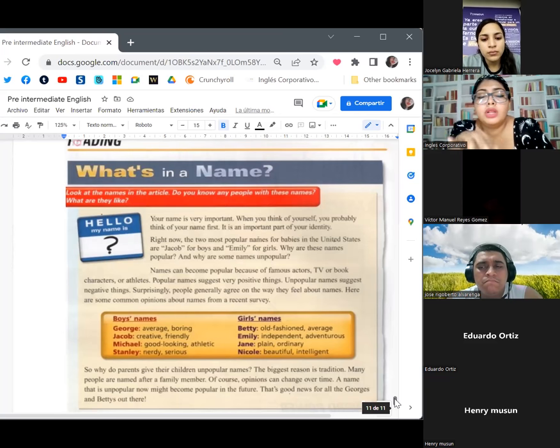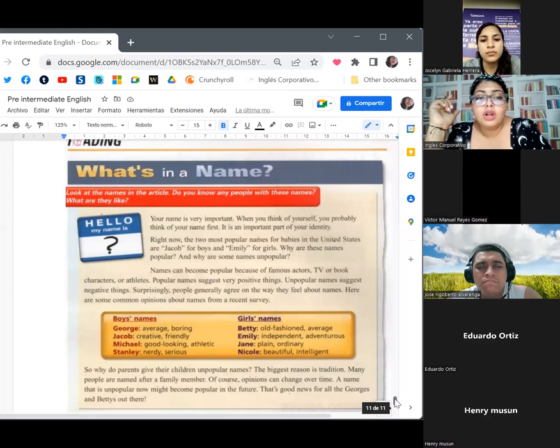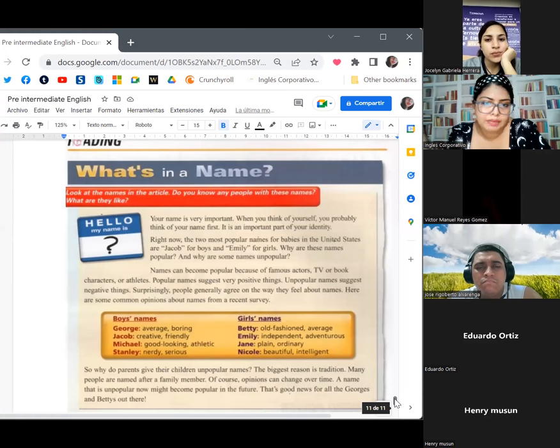Básicamente nos está hablando de los nombres populares y los nombres no populares. Dice que en Estados Unidos en ese momento los nombres populares eran Jacob y Emily. ¿Por qué se hacen populares? Por actores, programas de televisión, libros y los personajes que ahí aparecen. Los nombres populares sugieren una cosa positiva y los que no son populares, pues una cosa negativa.